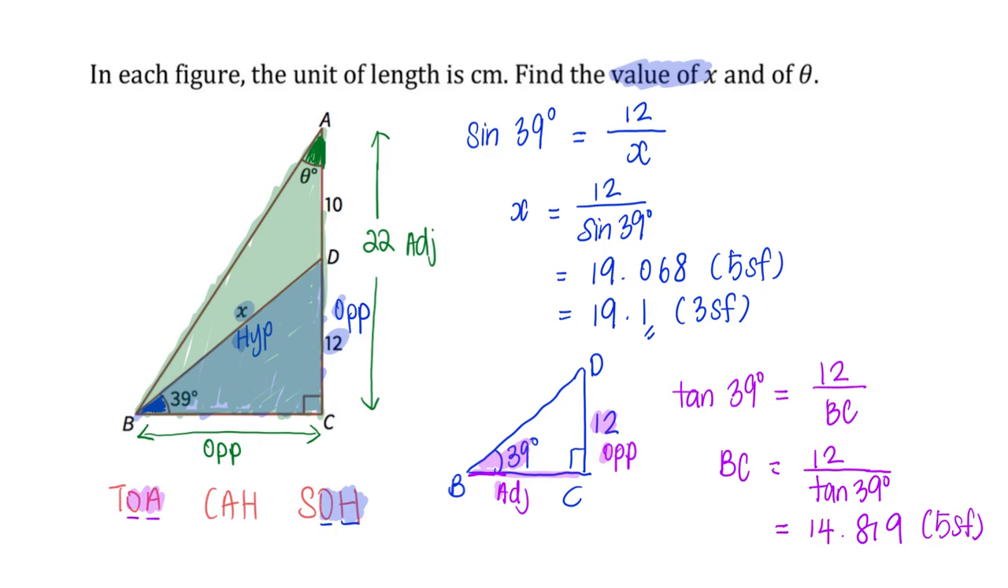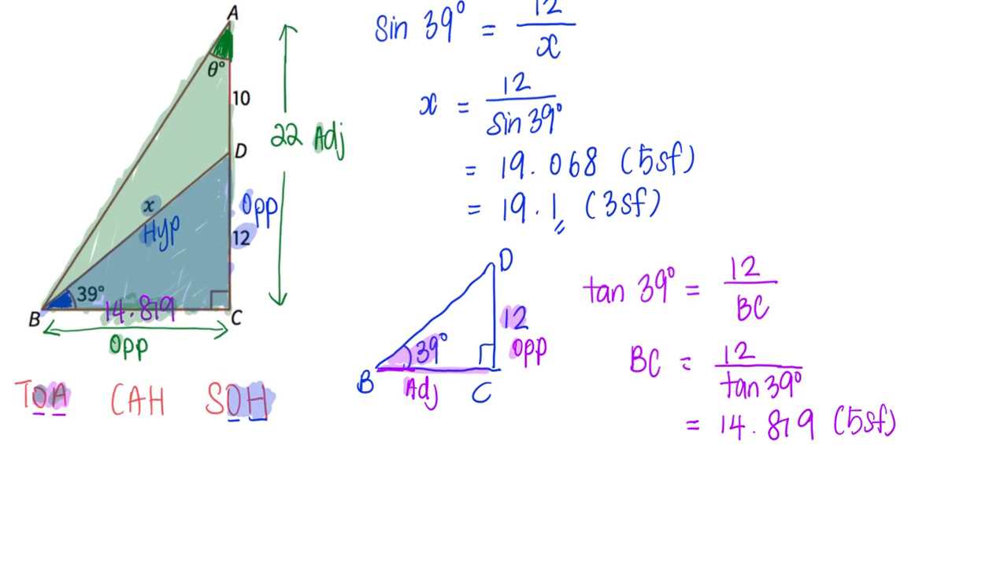So I have successfully gotten 14.819 here. And now back to the triangle, green color triangle ABC. Then I got my opposite and my adjacent already. Again, O and A, I'm going to use my tangent ratio. So tangent theta equals opposite 14.819, which is the BC, divided by my adjacent side, 22.